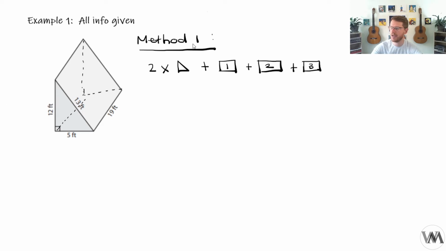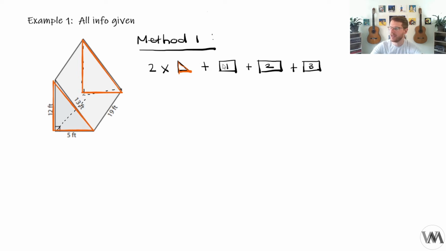Well, let's start by first marking our triangles. On my triangles, I'm just going to mark in orange. So I'm just going to do this. I'm going to say there's my triangle. There is my second triangle at the back. They are identical, so I'm just going to do 2 times one of these triangles.